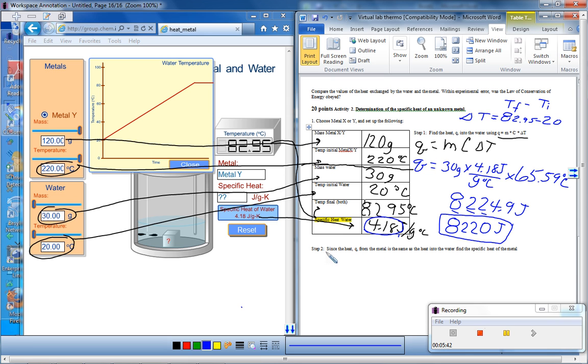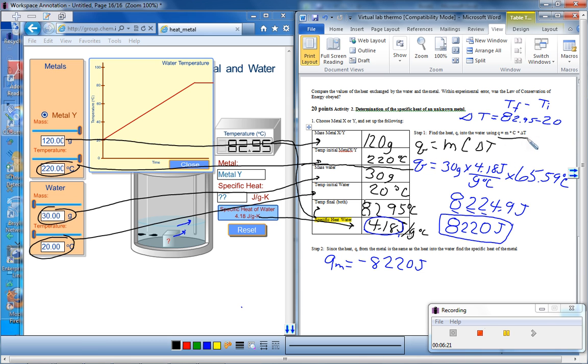Now here's the idea for this step 2. It says since the heat from the metal is the same as the heat into the water, right? That's what we found, the heat that came into the water was the same as the heat that came out of the metal. So there's the same amount of heat. The only difference is the sign. So Q for the metal would be negative 8,220 joules.